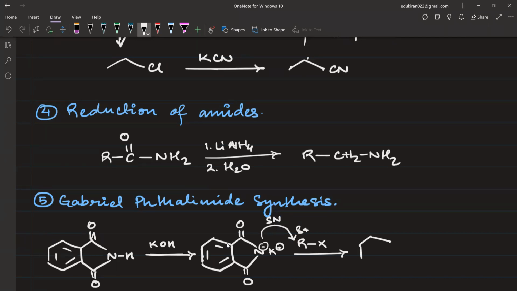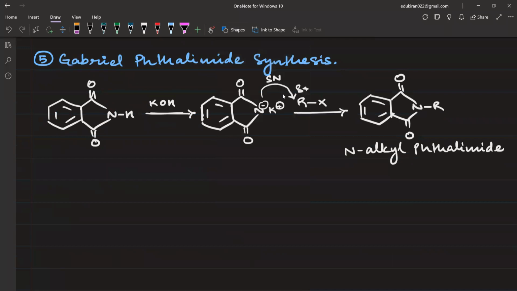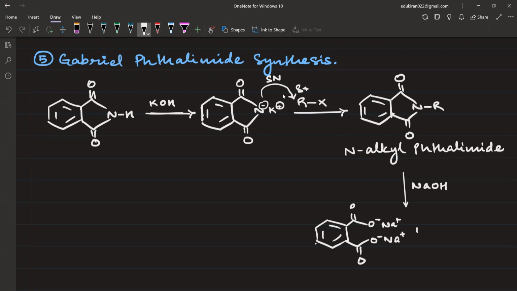That is important. And after that, you will get nitrogen that is bonded to R. The other groups of the phthalimide are still the same. Now, what is this? This is an alkyl phthalimide, because it is having an alkyl group attached with the nitrogen atom here. Now, in the presence of NaOH, it gives you double bond O, double bond O, O negative, Na positive, plus you get the R from alkyl halide and NH2.